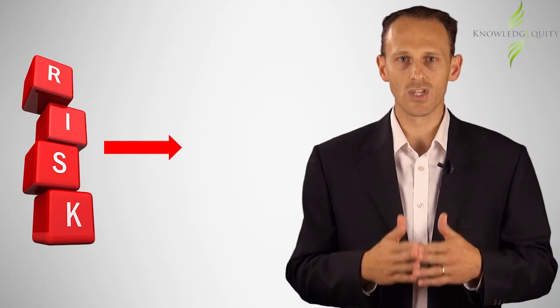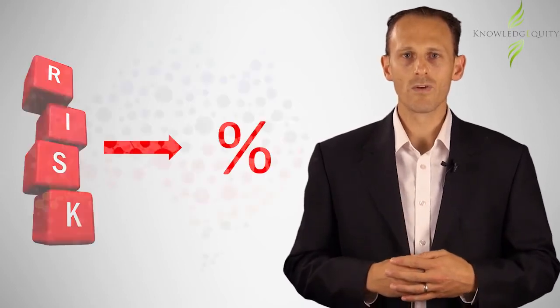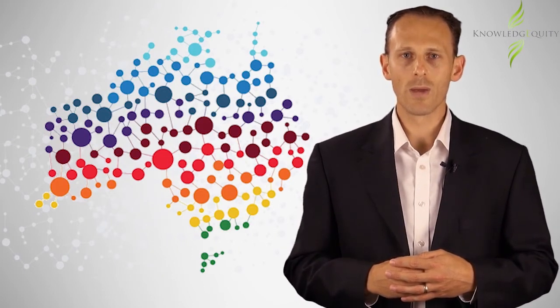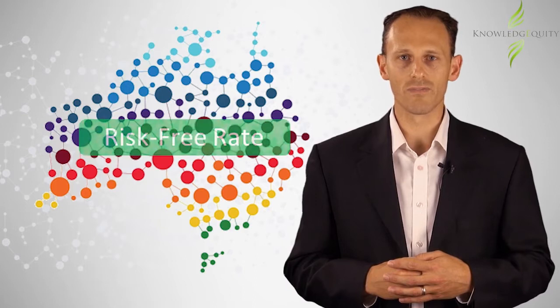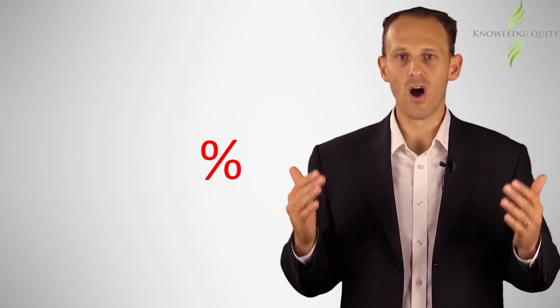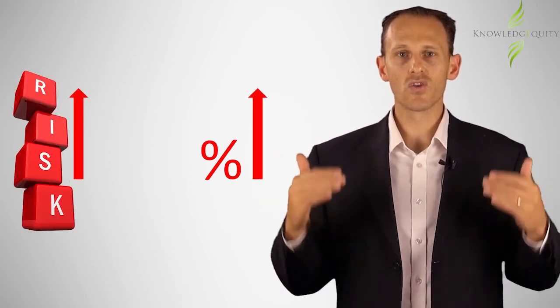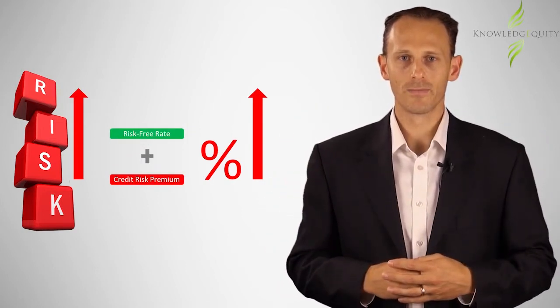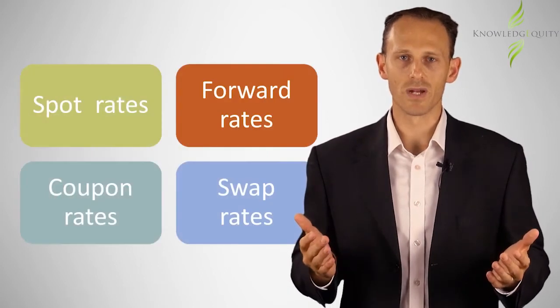The credit risk of the underlying security directly impacts the security's interest rate. For an Australian government bond, for example, there is little or no credit risk, and we refer to this interest rate as the risk-free rate. As the creditworthiness of an issuing organisation decreases, this has an inverse effect on the interest rate that is payable. So, the interest rate that applies to an unrated or high-risk organisation would include a credit risk premium on top of the risk-free rate. There are a number of different types of interest rates.